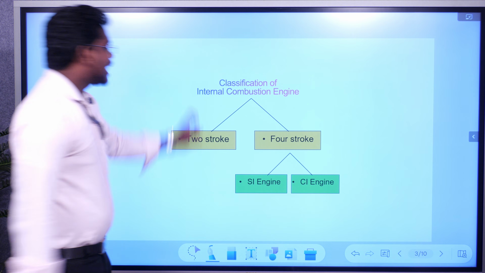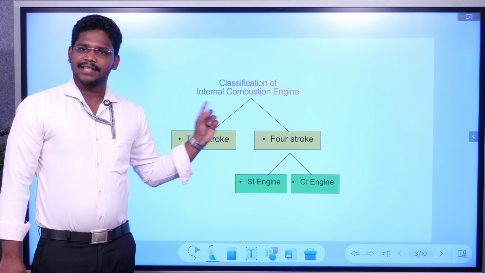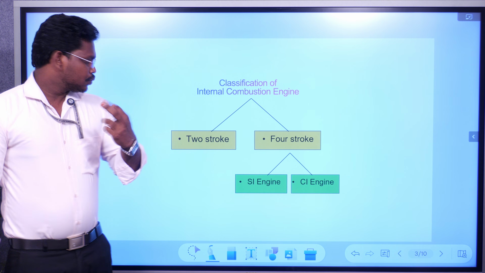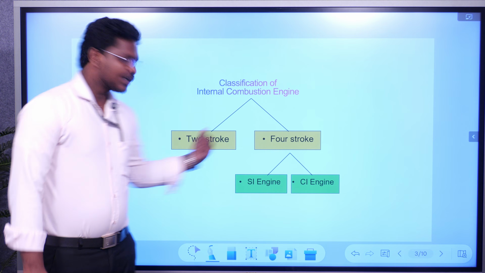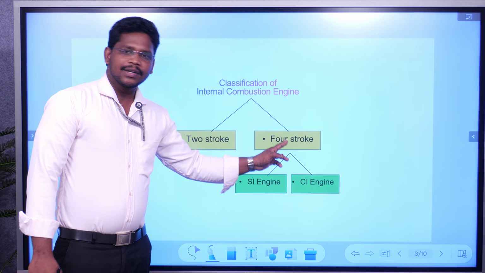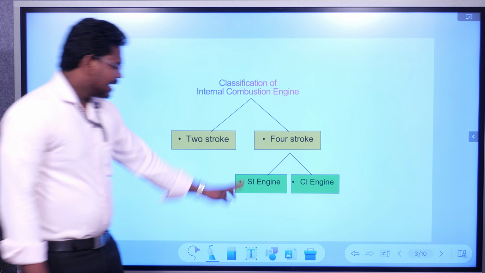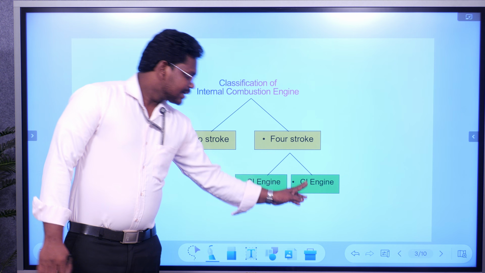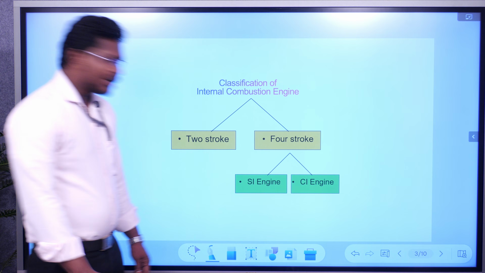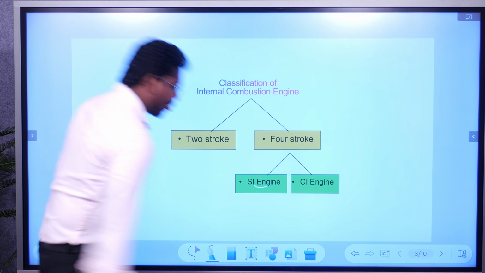Next, classification of IC engine. Classification of IC engine based on working cycle has two categories, 2-stroke engine and 4-stroke engine. The 4-stroke engine is further classified into two categories, SI engine and CI engine. SI engine means petrol engine, CI engine means diesel engine. Today we are discussing the SI engine.